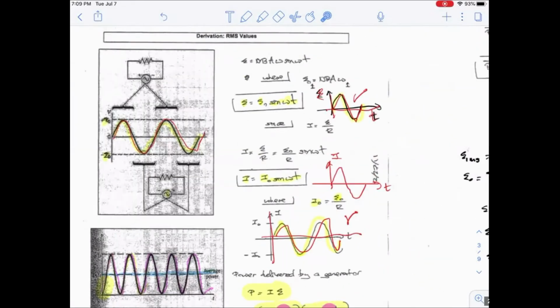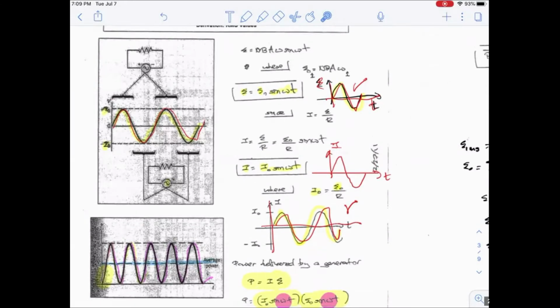And then we talked about the RMS values. Electromotive force is what drives current. Notice that they're going to be in phase.